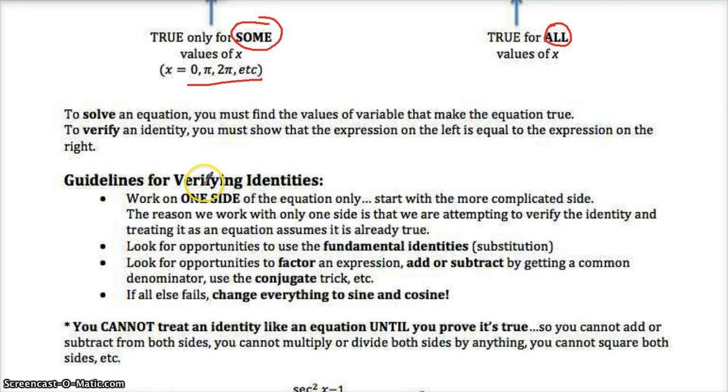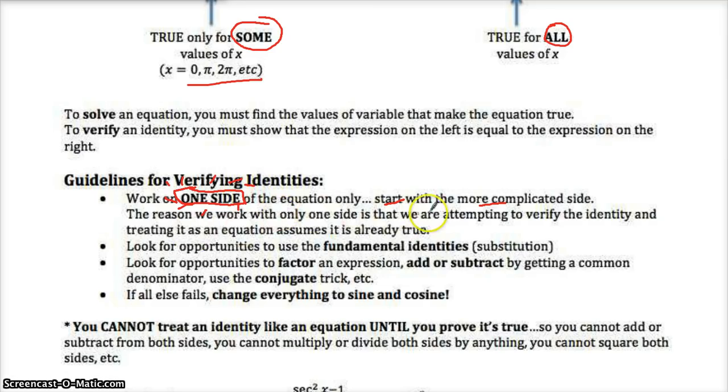Your guidelines for verifying identities. Bulletproof number 1: you can only work on one side of the equation. One side of the equation. Don't attempt to do both sides because we will not give you full credit. Our advice to you is to start with the more complicated side. It just makes it easier to simplify a more complicated side than to take a simple side and make it more complicated.